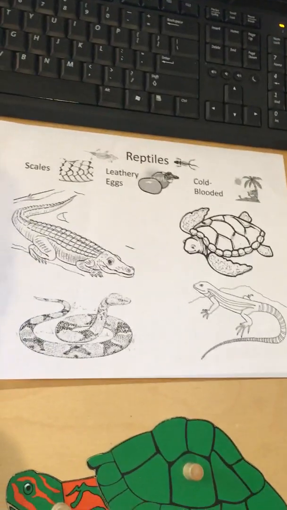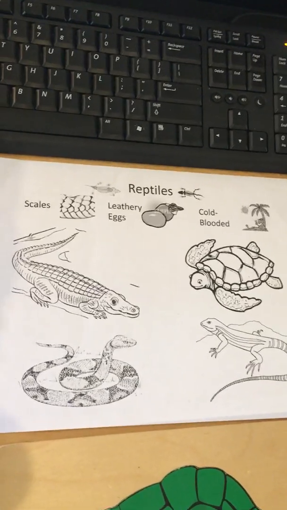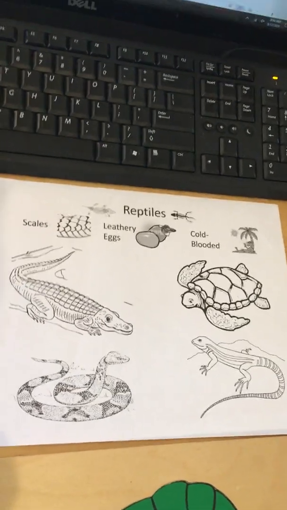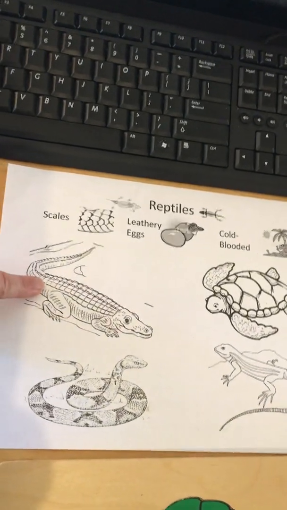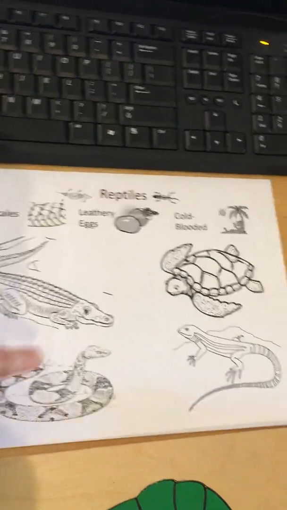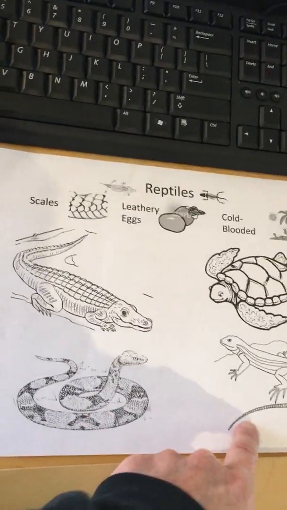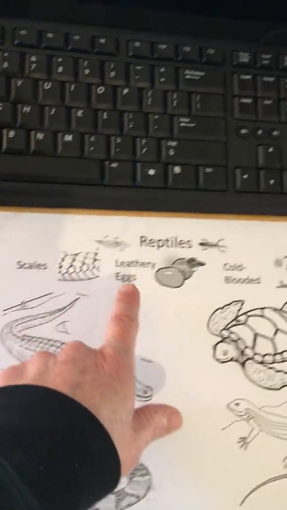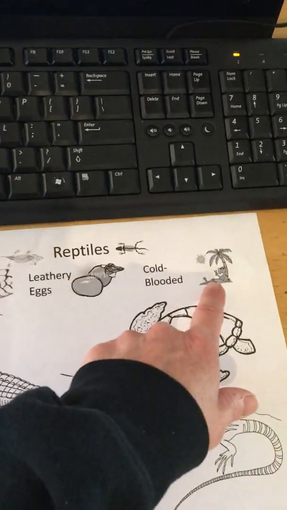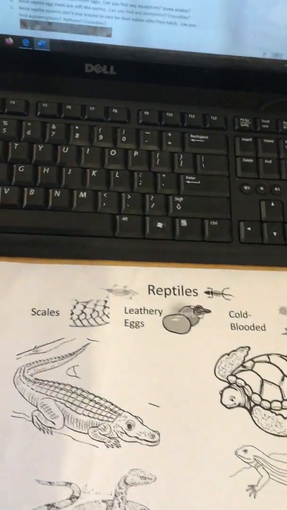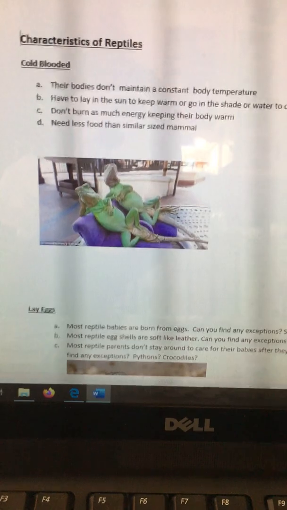All right, now here's the coloring page. I'm going to give you the third page in your book, showing some of the characteristics of reptiles and 4 examples. Crocodile or alligator, snake, a turtle, and this kind of skinky lizard. They've got scales, leathery eggs, and they're cold-blooded, and we'll talk about that in the file I sent your family. I'd like you to pull that up and use that during our lesson today.